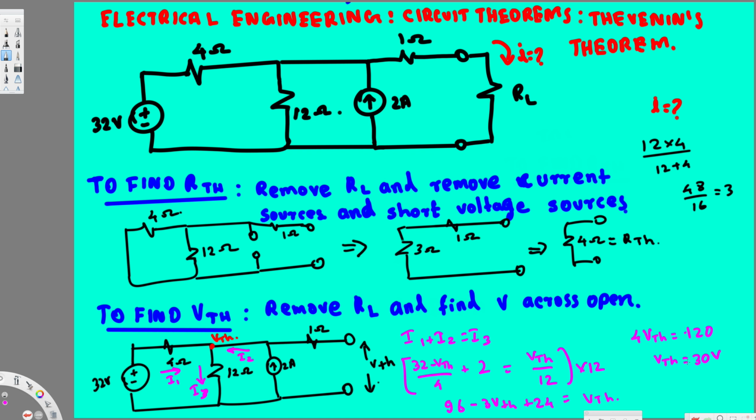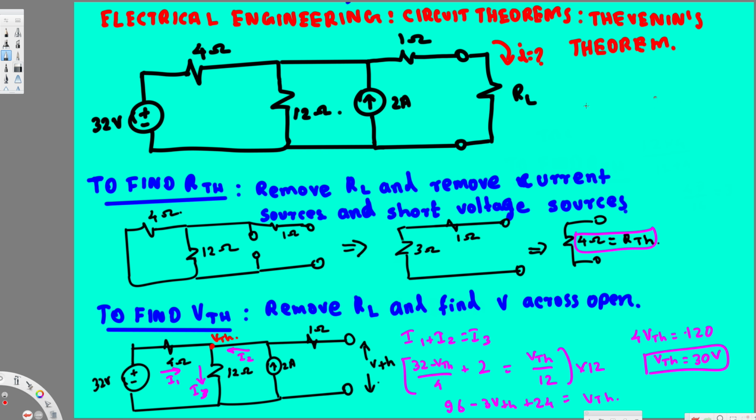Now we found our Vthevenin, and our R Thevenin is right here. This is our R Thevenin. Now we can go ahead and draw our Thevenin circuit. Let's draw the circuit right here. I'll use a different color, let's use red. Let's get rid of this one. Now the Thevenin circuit is going to look like this.